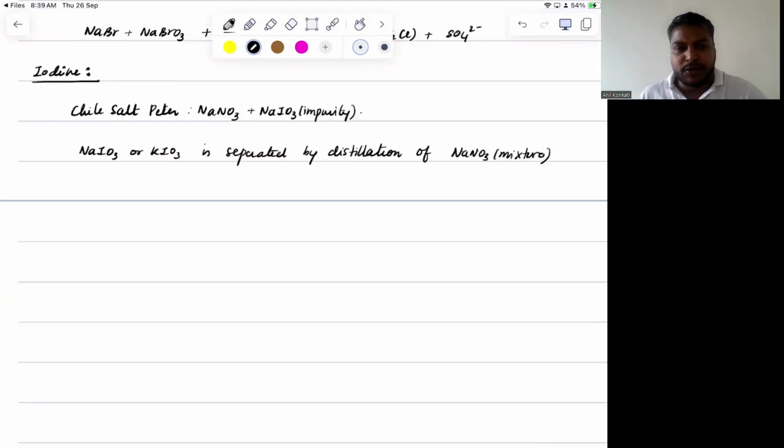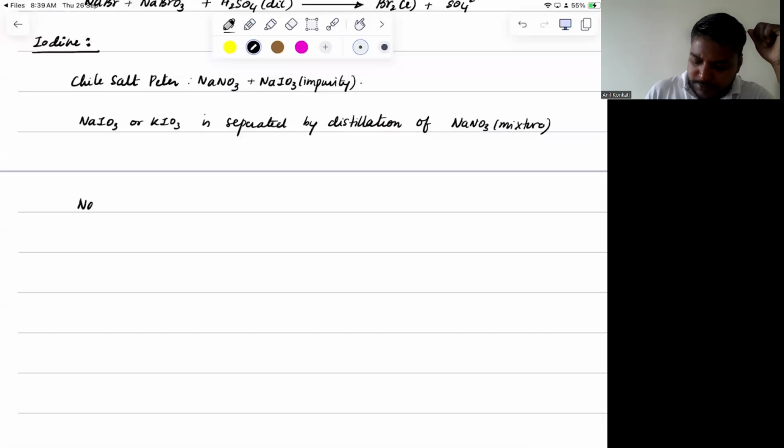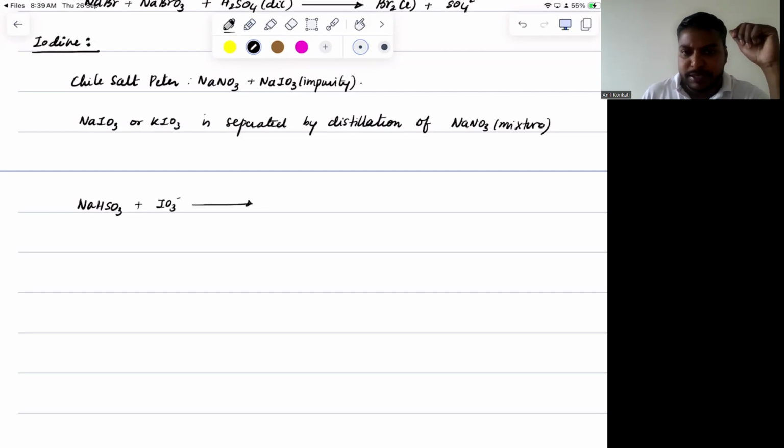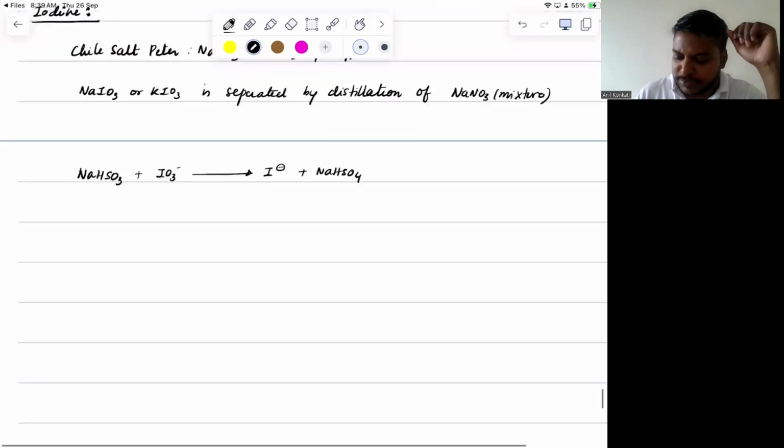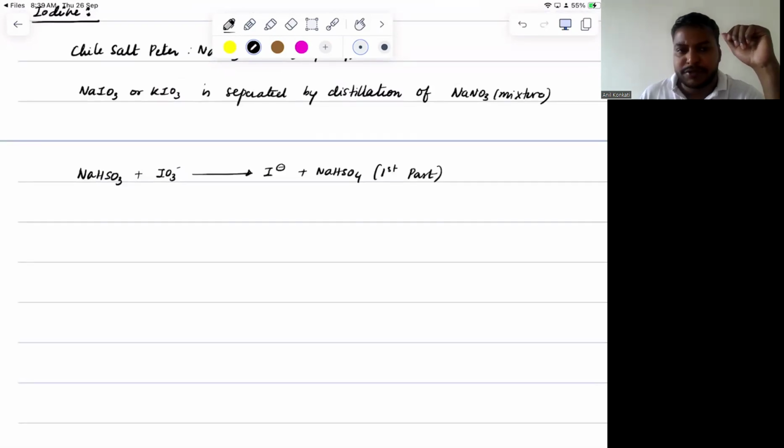So once you get KIO3 here, we'll divide that into two parts. First, we react NaHSO3 with IO3 minus, by which IO3 minus will oxidize the NaHSO3 to NaHSO4. So we'll get I minus. This is the first part which we do.